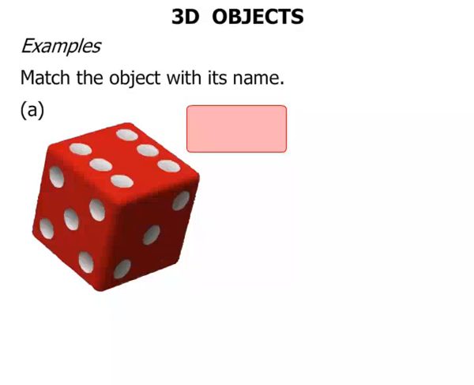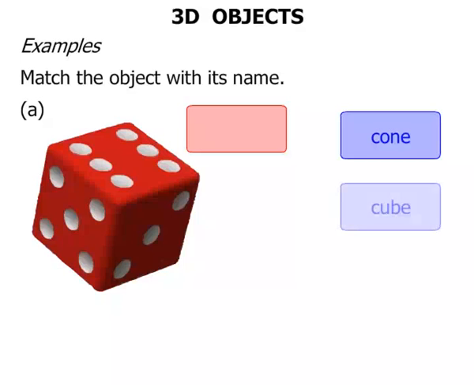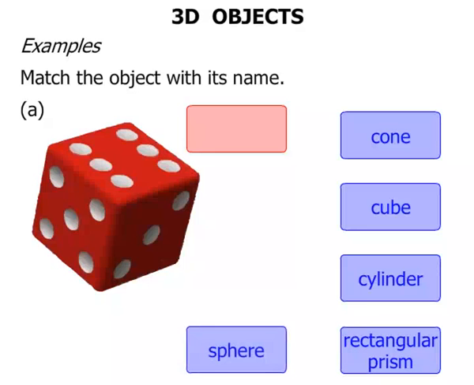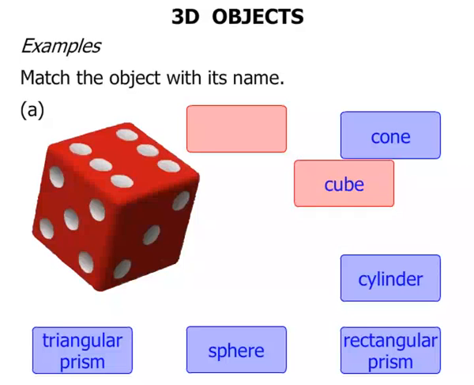So the names we're going to choose from: a cone, a cube, cylinder, rectangular prism, sphere, or triangular prism. So what do you think this is? It's got all square faces. There's 6 of them. This is in fact a cube.